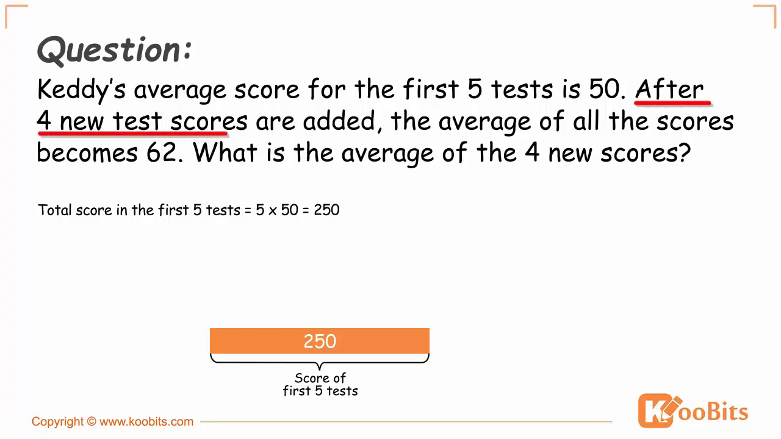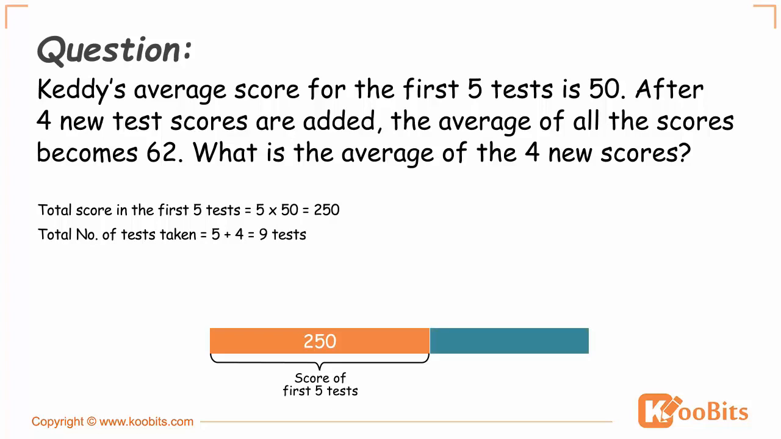After 4 new test scores are added, the average of all the scores becomes 62. The total number of tests taken is now equal to 5 plus 4 equals 9 tests. Let's use another rectangle to represent the total score of the 4 new tests and add it to the diagram.